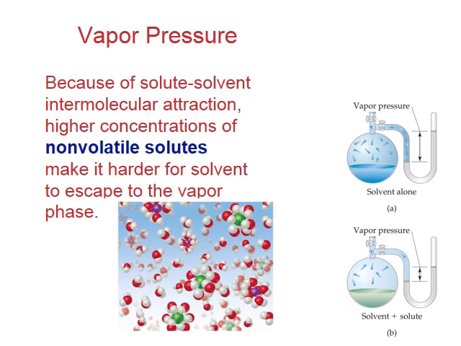Now vapor pressure. Because of solute-solvent interaction, higher concentrations of non-volatile solutes make it harder for the solvent to escape to the vapor phase. You can see on the right hand side, for pure solvent, there are quite a few gas molecules above the liquid. On the other hand, when a solute is added, in the second case underneath the first one, fewer solvent molecules are in the gas phase.